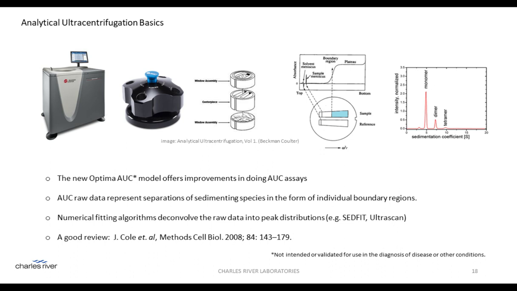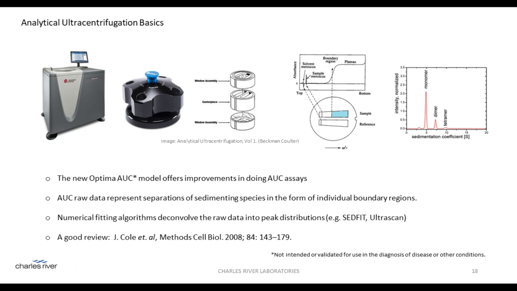Now, if the sample is highly monodisperse, a single boundary region or inflection will appear, as is illustrated in the trace just above the cell diagram. And the travel of this boundary will move from the top of the cell towards the bottom over time. That travel is a function of the rotor speed and the mass of the species that's being sedimented.